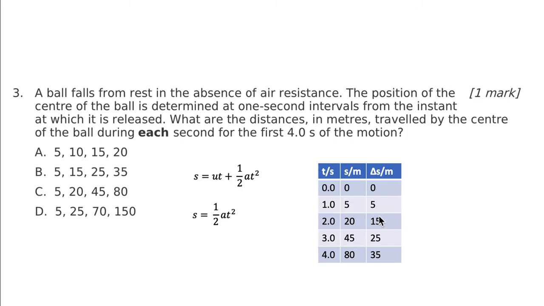And so what we need to think about is, how far did the ball travel during the first second? Well, 5 take away 0 is going to give me 5. After the second second, we have done 20 meters of displacement, and the change is 15, because 20 take away 5 is 15. So that means during that second, we traveled 15 meters and not 20. Similar for 3 and 4, we traveled 25 and 35, and so therefore the answer here is actually B, not C.